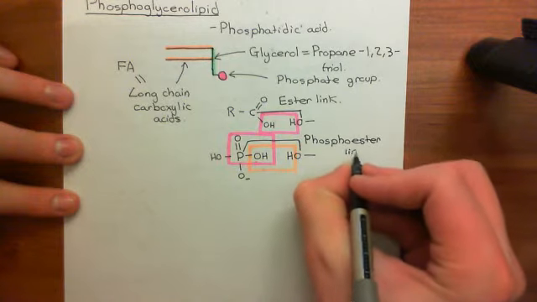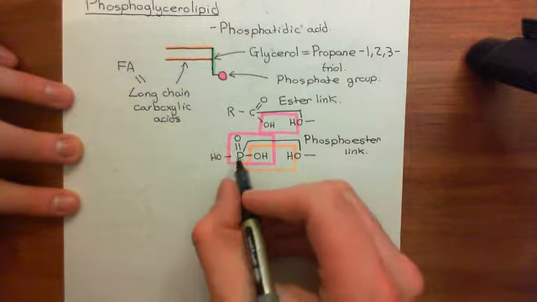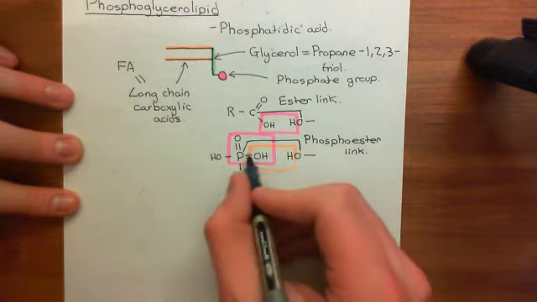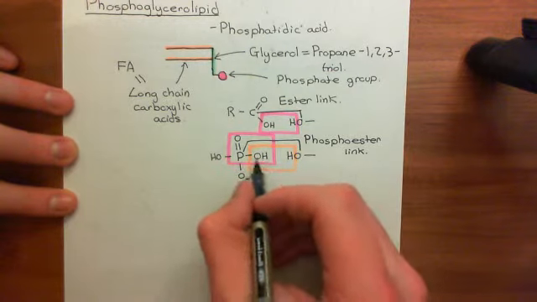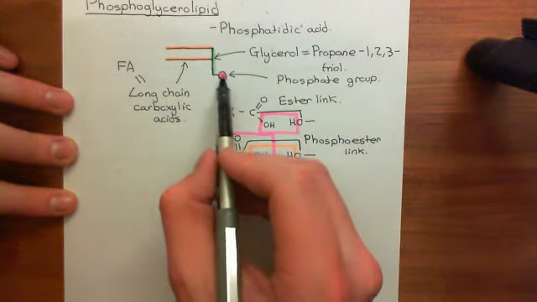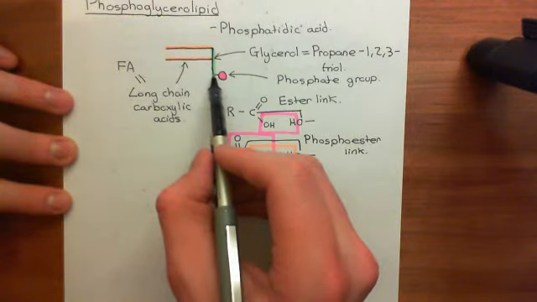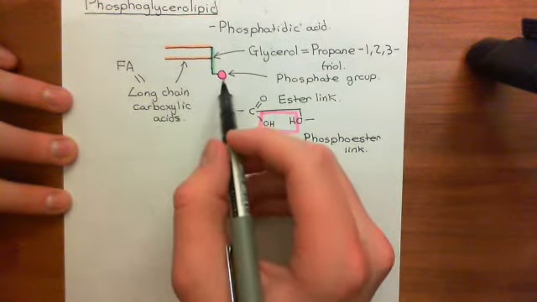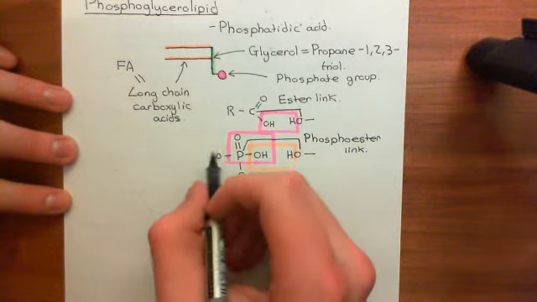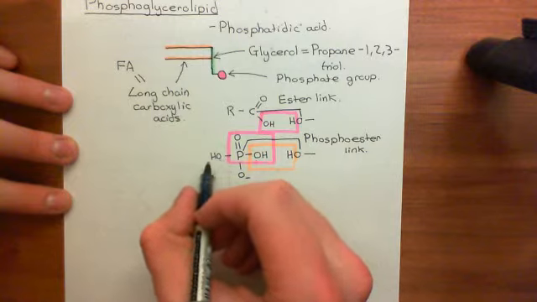So, when you esterify or phosphoesterify a phosphate group onto an alcohol group, that forms a phosphoester link. This is how we have attached this phosphate group here onto the alcohol group of the third carbon of the glycerol molecule via this phosphoester link. What we can then do is attach this alcohol group here onto other structures as well.